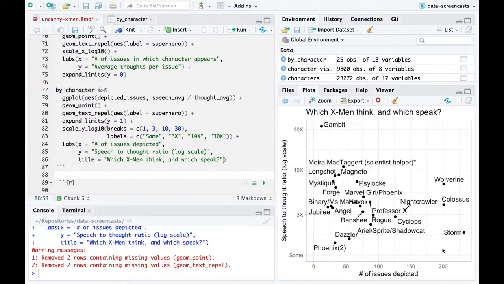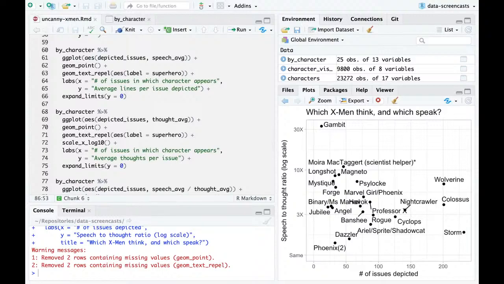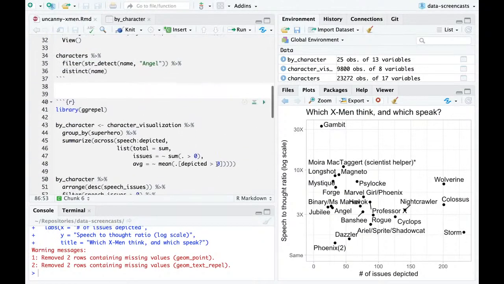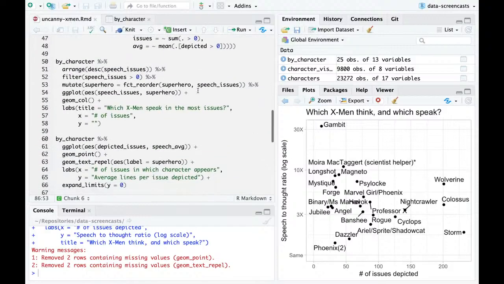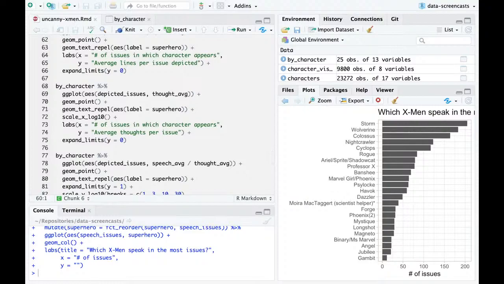All right, I have two questions I wanted to get to. So these are some ways of looking at characters that speak, characters that think, and how many issues characters are depicted in. Hey, what happened to my bar plot? Did I delete the bar plot? Oh no, here's the bar plot. Cool, I made a bar plot and I made 3 scatter plots. All right, great. So I have a couple questions.